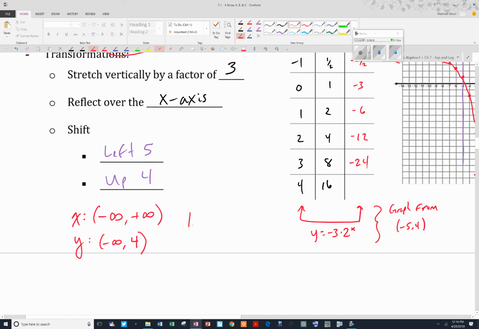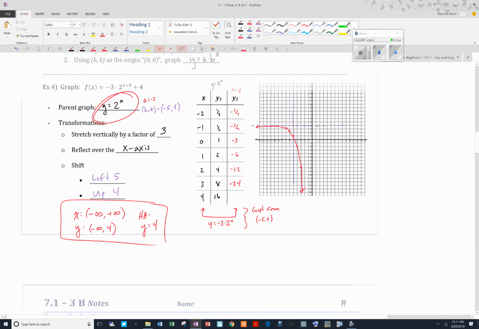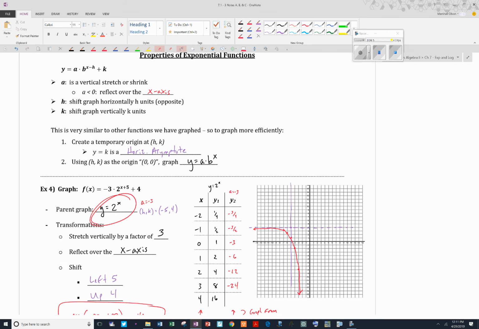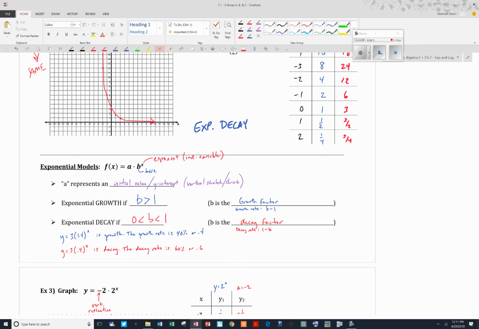How about, what if I asked you for the horizontal asymptote? What would that be? Good. Good things to have on here as well. And that, my friends, there's your generic exponential functions.